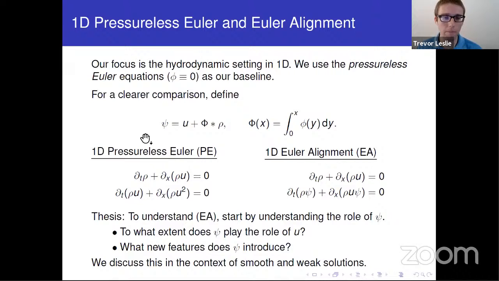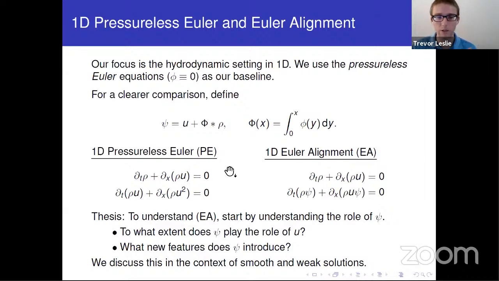To get started, let's define the function psi to be u, the velocity, plus capital phi convolved with the density. Here, capital phi is the odd antiderivative of the communication protocol little phi. Of course, if there's no communication, then u and psi are just the same function. But in any case, this function psi allows us to write the 1D Euler alignment system in a form very similar to the 1D pressureless Euler system. The difference is that in this second equation that you see here, one replaces one factor of u in the pressureless Euler system with psi in the Euler alignment system.